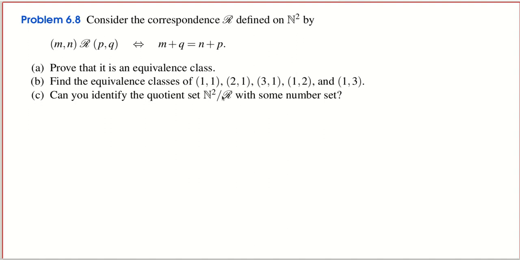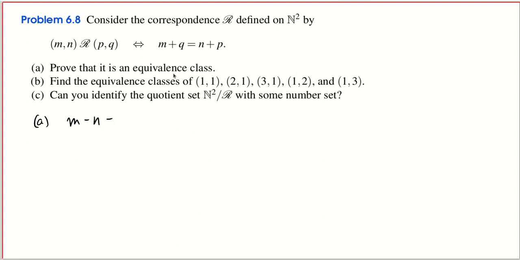correspondence. And the interesting question which we're going to answer is if we can identify this quotient set with some number set. And that's the importance of this example. So here, let's do first the proof that this is an equivalence relation. To do this, we are going to first write this relation in a clear way.